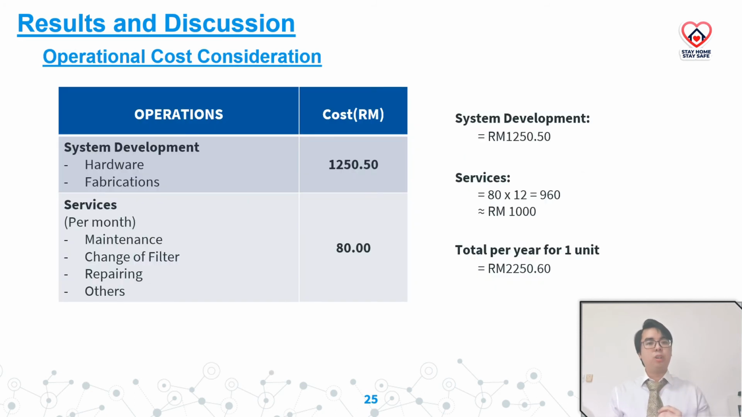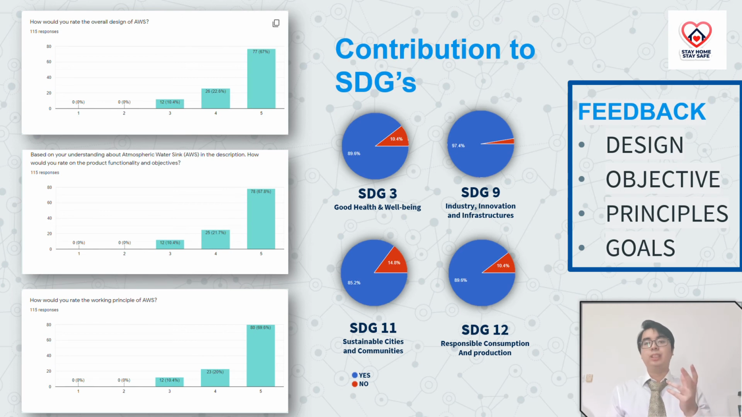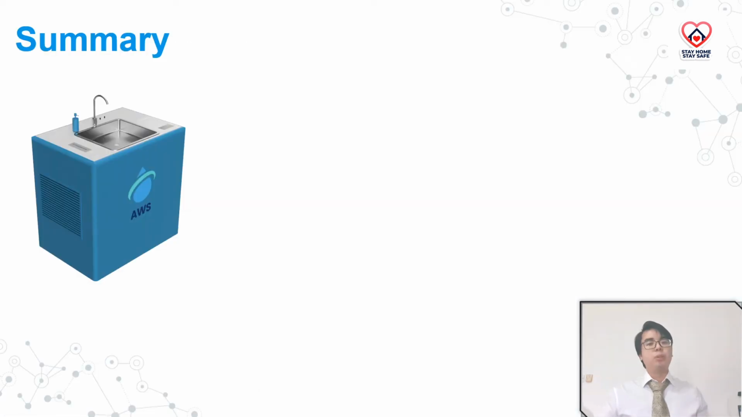Of course, there are operational costs to take note of, such as the system development and maintenance. With an estimate of 1,000 ringgit a year, this includes the change of 3 filters every month. Moving on to the feedback from the users, it is seen that many have agreed with our objective, our design and our working principles. Not to mention, we asked them if our product follows the 4 SDGs, and surprisingly, a majority agreed to it. So let's summarize what we have learned today.